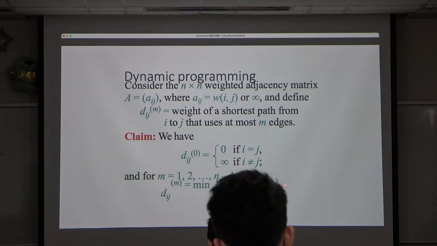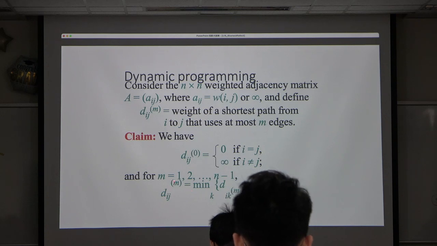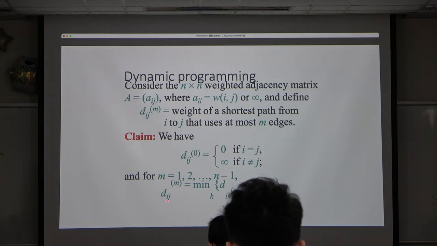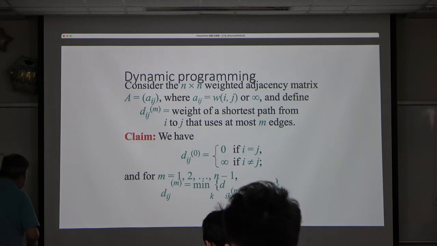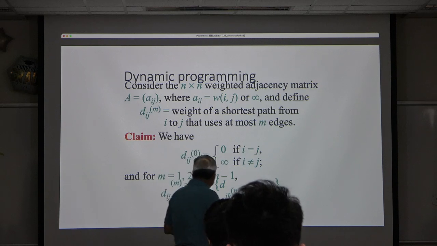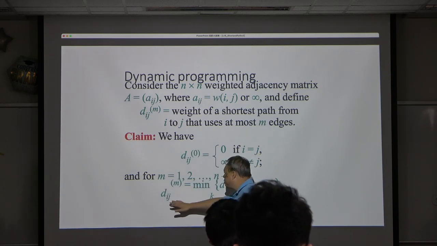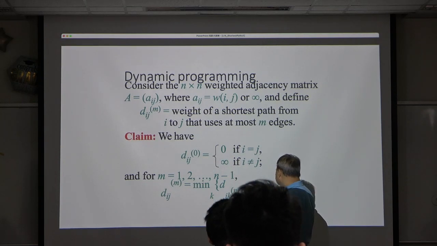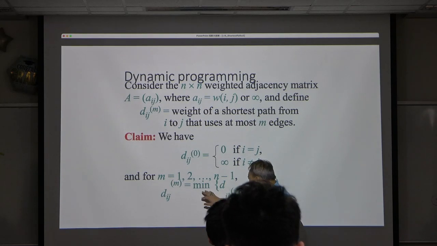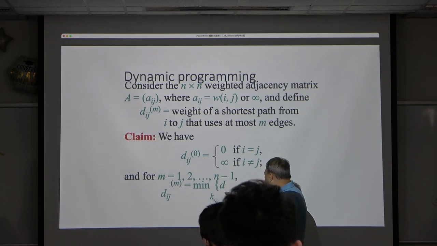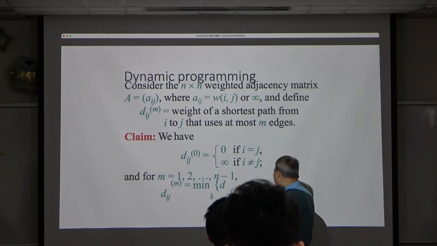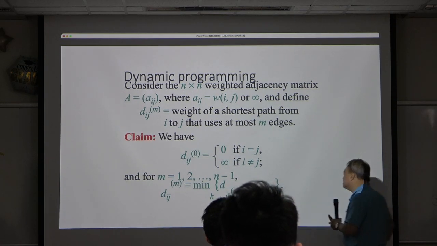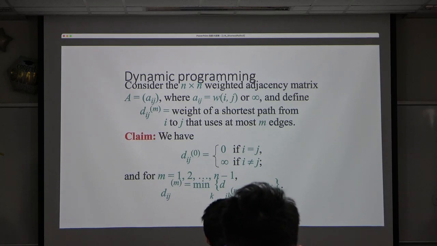So it's going to be what? Dij n. I'm sorry, it doesn't look very good, but you get an idea. Dij n is going to be the minimum over k of dik n minus 1 plus akj, I'm sorry.